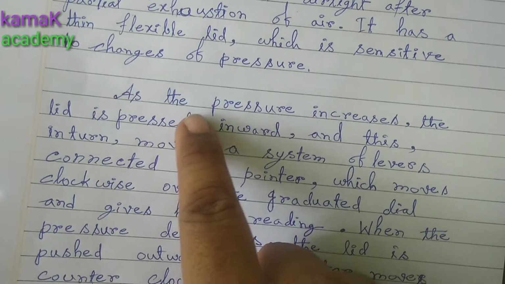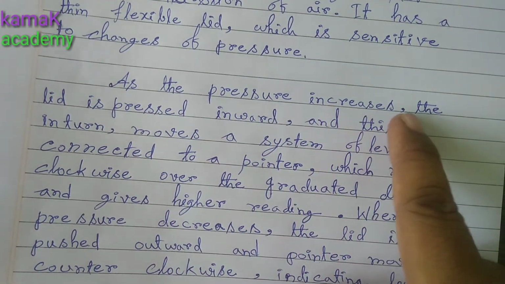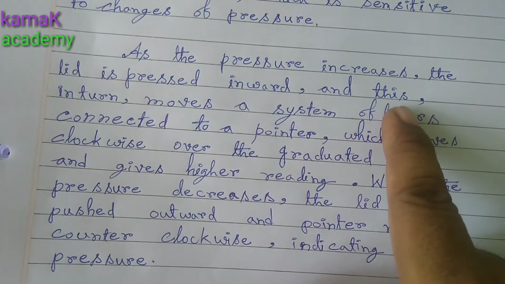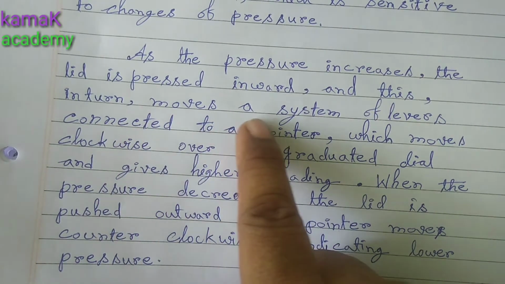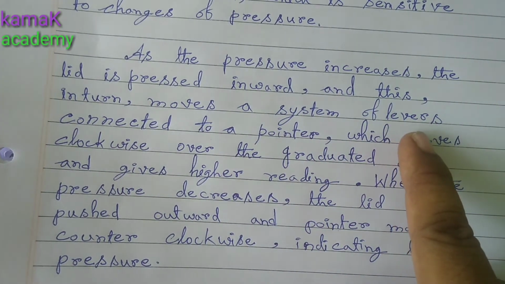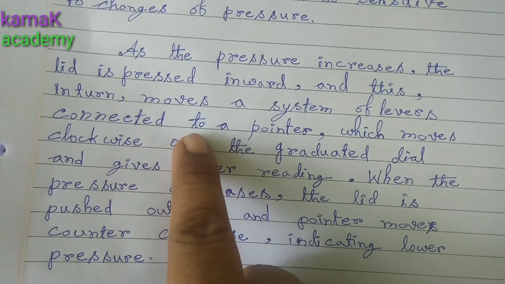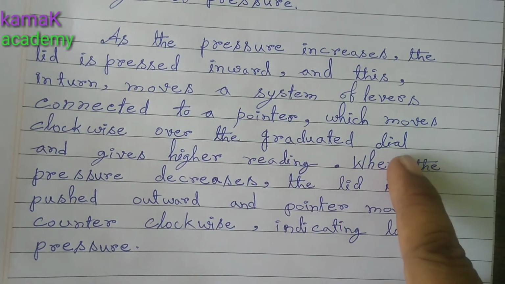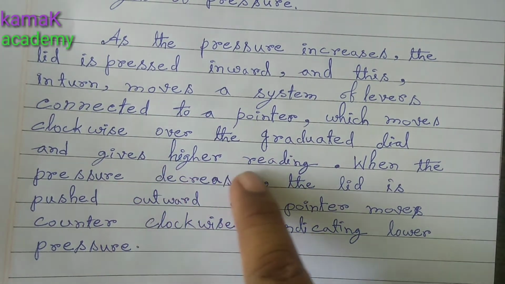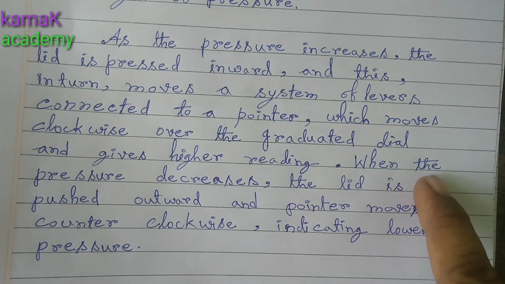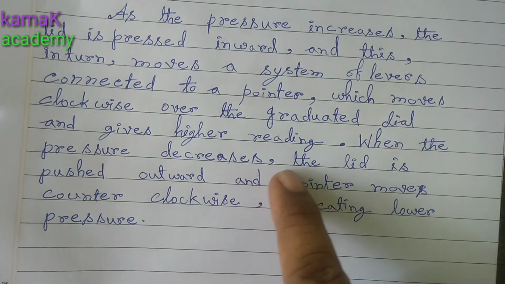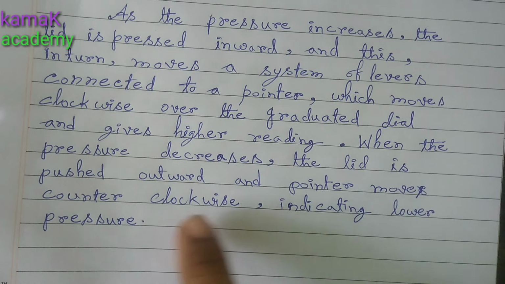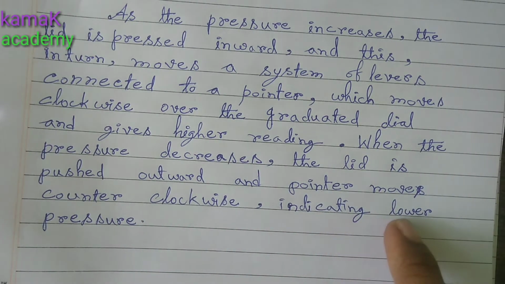Next para. As the pressure increases, the lid is pressed inward, and this, in turn, moves a system of levers connected to a pointer, which moves clockwise over the graduated dial and gives a higher reading. Full stop. When the pressure decreases, the lid is pushed outward and the pointer moves counterclockwise, indicating lower pressure.